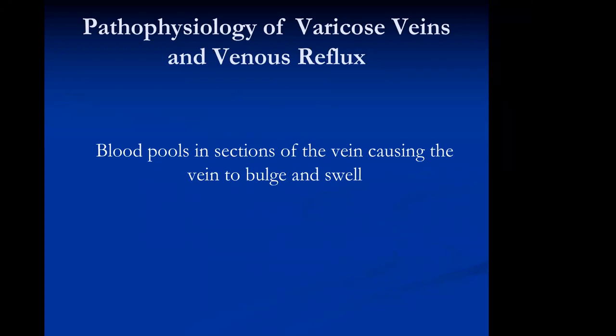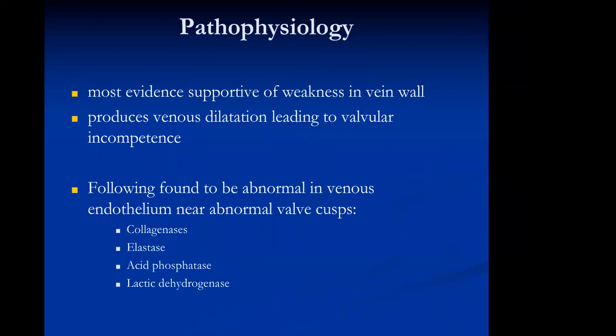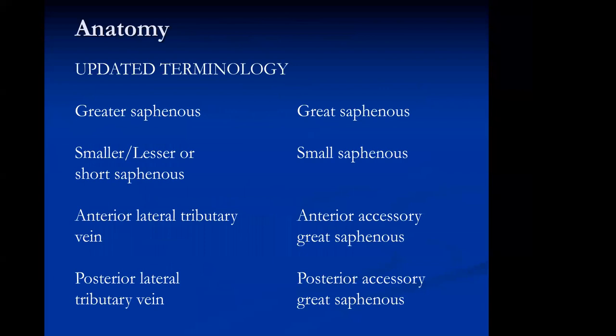And we've talked a little bit about the blood pooling in sections of the vein, causing the vein to bulge and swell. Most of the more recent research points to the vein wall as being a problem, and there's some abnormality near the vein cusp with some of the collagenases and elastase, and that leads to the venous insufficiency.